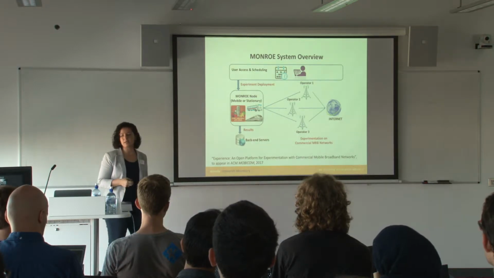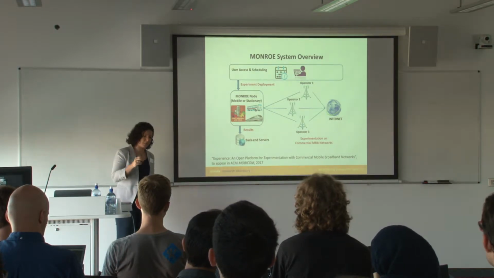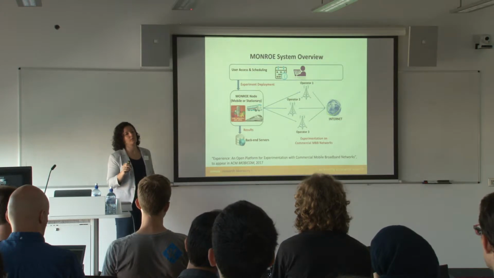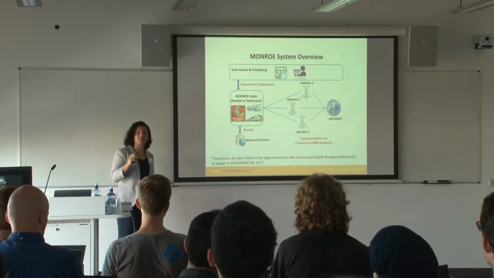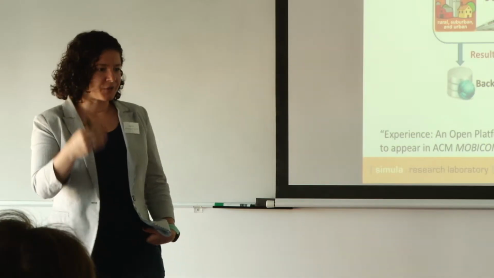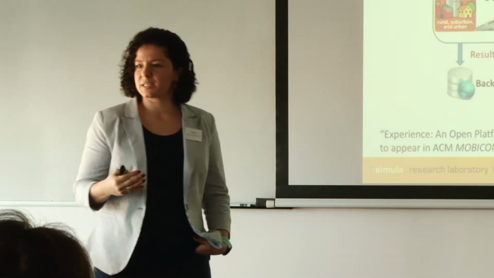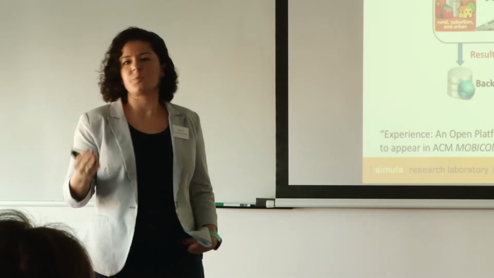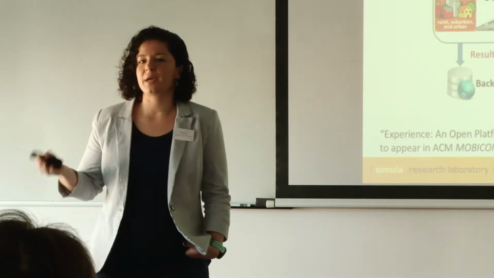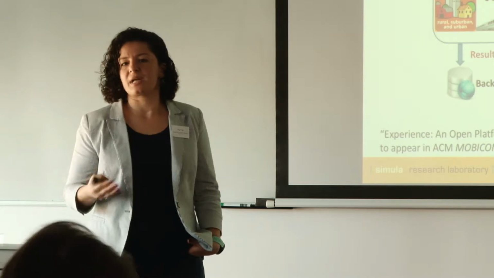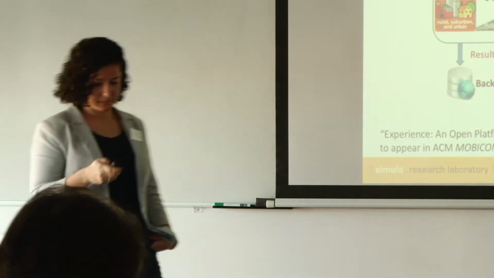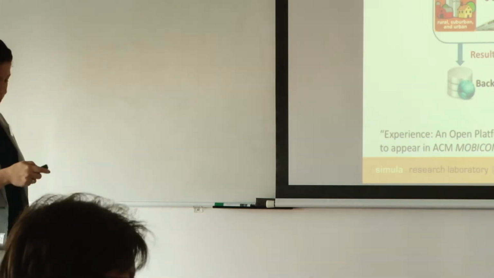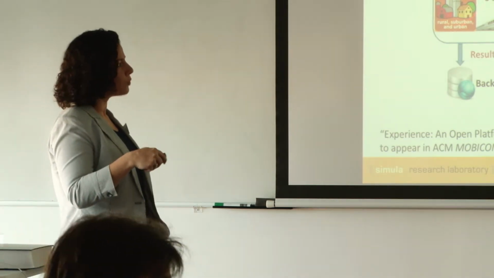It has scheduling. The scheduling aspect comes mainly from the fact that we do not want to allow multiple people running different experiments on the same node at the same time. We try to eliminate the bias, because if somebody else is running an experiment and you don't know, it will generate background traffic, and then your results will not reflect reality. That's why. So at the core of it, of course, we have the MONROE node.